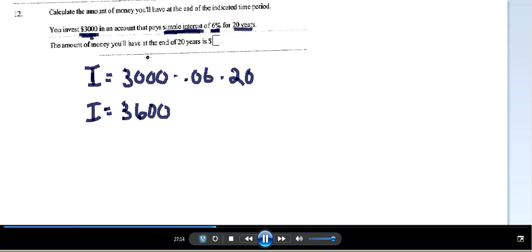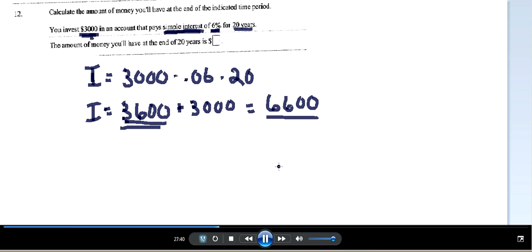But then I want to add back the 3,000. Remember, 20 years, so you're going to get a substantial amount. So it looks like it's going to be 6,600 altogether. Okay, so we figured out what the interest was, which is the 3,600, and then we're adding back the principal amount of 3,000 to determine how much we have at the end of 20 years. Not just what was the interest, how much interest did we get? How much do we have at the end of the 20 years? So that's number 12.